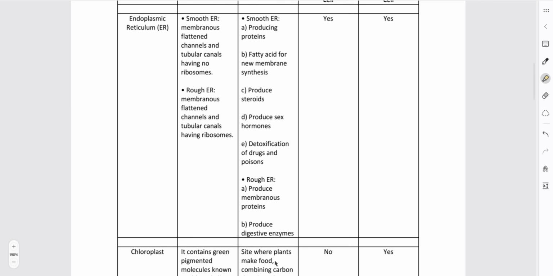Okay. Then we have the endoplasmic reticulum. We have the smooth endoplasmic reticulum and the rough endoplasmic reticulum. The main function of smooth endoplasmic reticulum is in detoxification of drugs and poison. And the main function of the rough endoplasmic reticulum is in membranous protein production. For smooth endoplasmic reticulum, you can also say that it helps in fatty acid and membrane synthesis, but that's not important for O levels. It is very important to state the detoxifying function of drugs and other poisons. Alright.